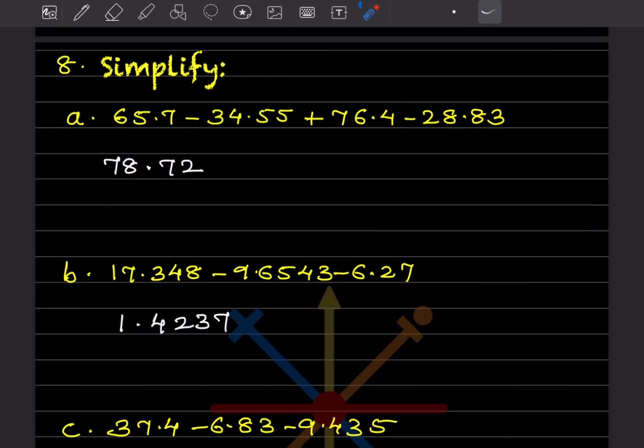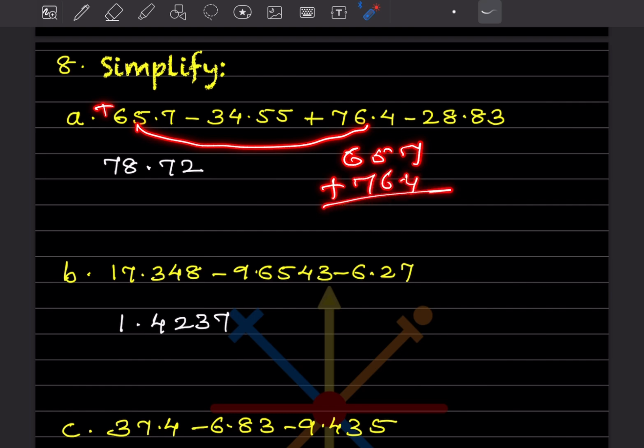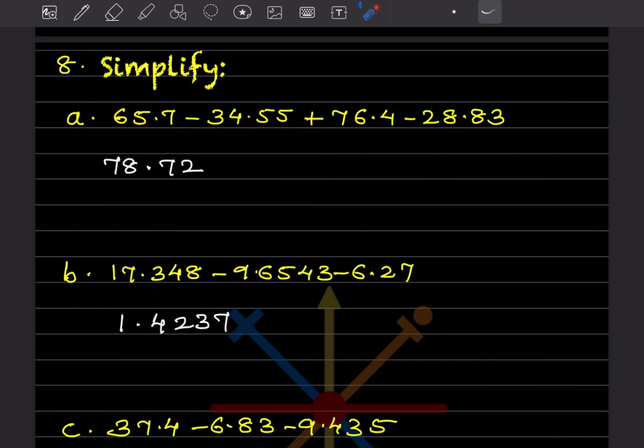It says simplify. So here what you can see, this is plus, this is minus, plus, minus. So we can do it in different ways. This is plus, so this also is plus, so we can separately do 65.7 plus 76.4. Whatever answer you get, you keep it separately first and then you solve this and this part. Or we can directly go, this is the left side and right side, so we'll go in this way.